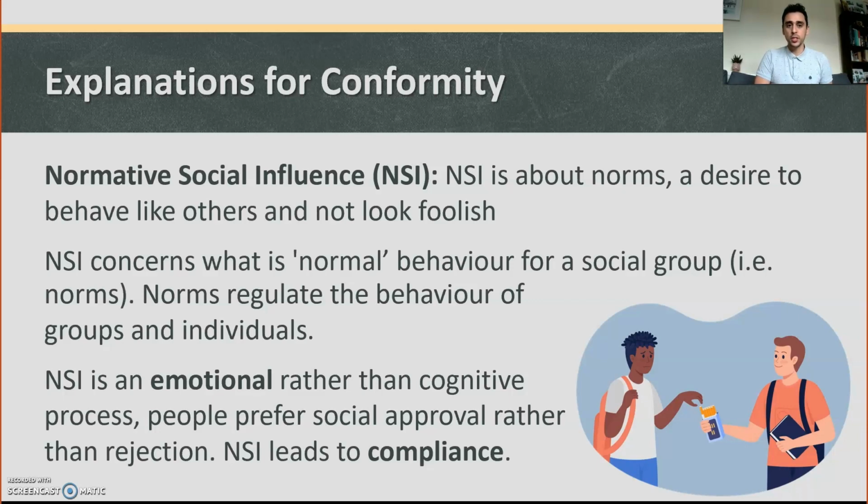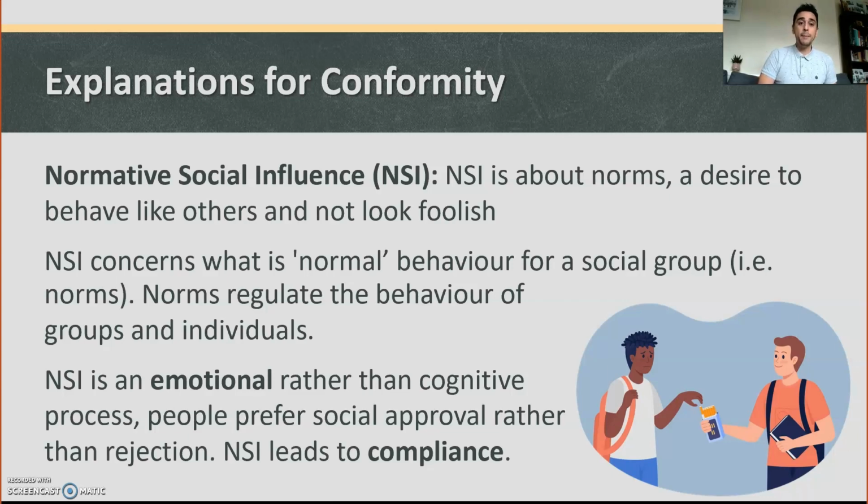Normative social influence concerns what is normal behavior for a social group, i.e. norms. Norms regulate the behavior of groups and individuals. Normative social influence is an emotional rather than a cognitive process. People prefer social approval rather than rejection. Normative social influence leads to compliance.